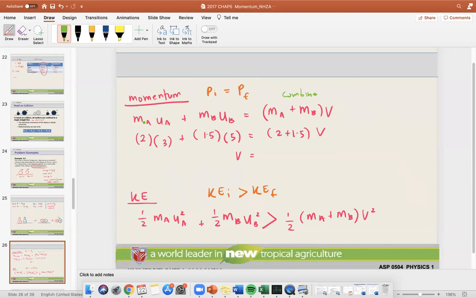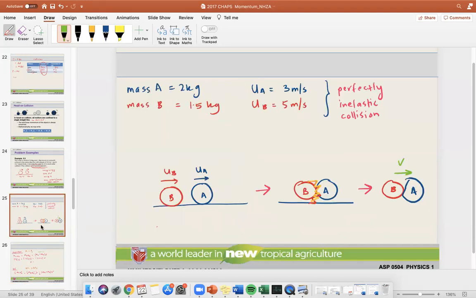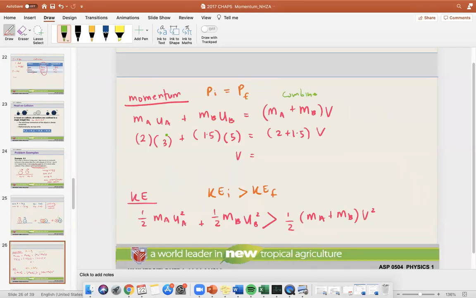So mass A is 2 and the U is 3. Mass B is 1.5 and the U is 5. They are in the same direction, so I'm going to assume that they are both positive. And then combining the mass, 2 plus 1.5, and then you solve for V. What is the value for V? Can anyone help me?